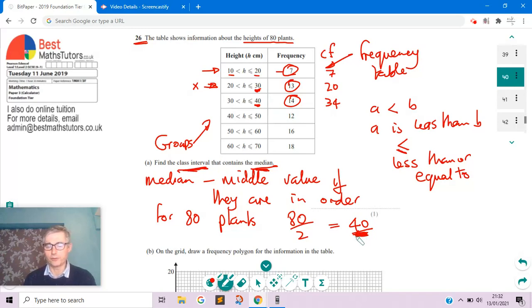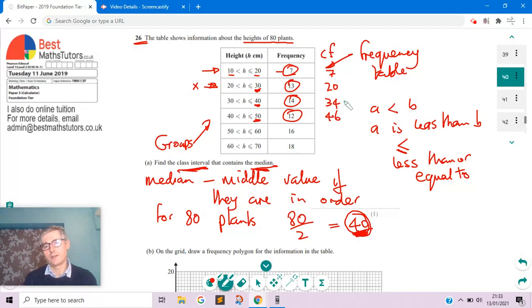Now, because we're looking for the 40th plant put in order, we're not there yet. We're up to 34. So if we go to the next group, we add 12 onto this, and that gives me 46. That's telling me that 46 plants had heights less than 50, because that's all these first 4 groups. But we're looking for the group which contains the 40th.